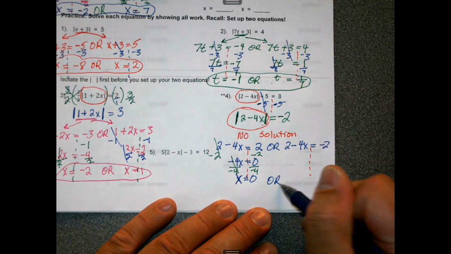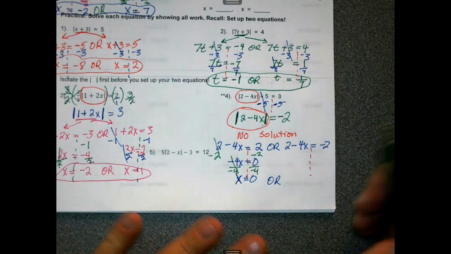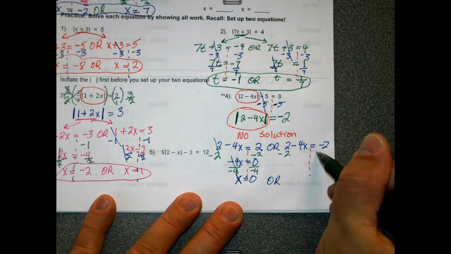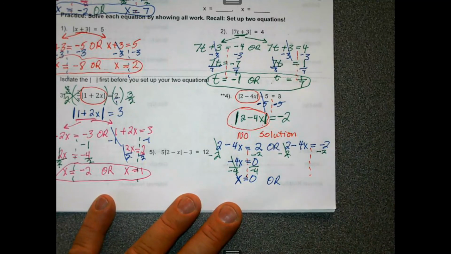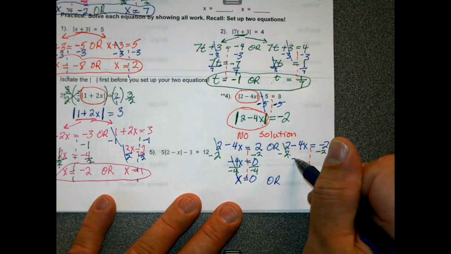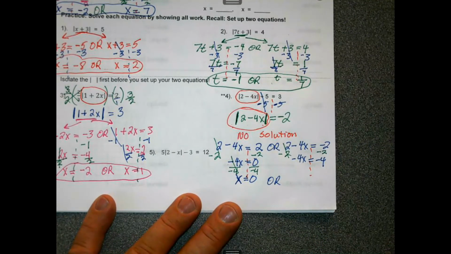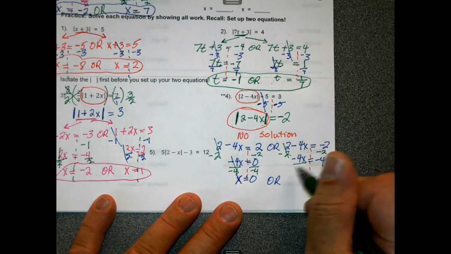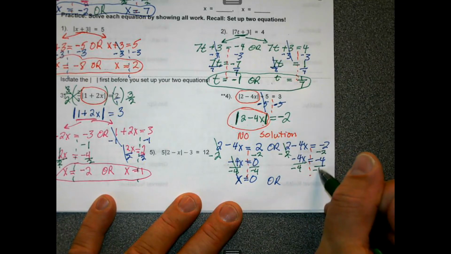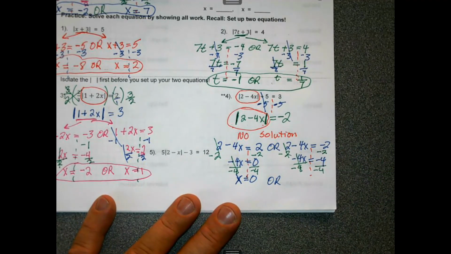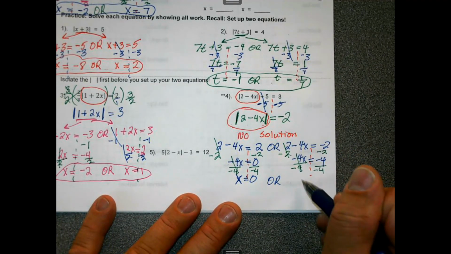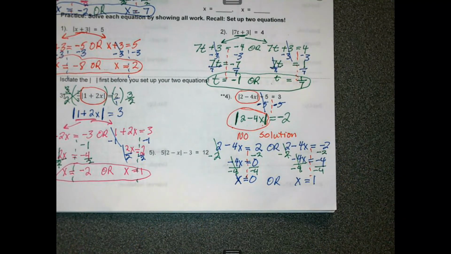Or, let's see, subtract 2. I get negative 4x equals negative 4. Divide by negative 4. And I get x equals 1. Okay, there's a couple of ways we can think about this.